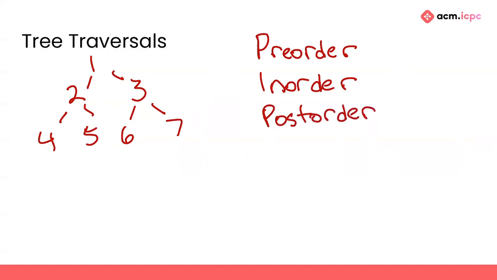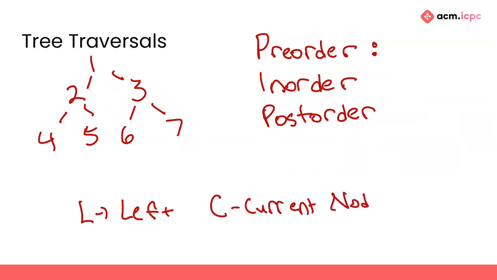And I don't know what fascination interviewers have with these three different types of traversals, but they always seem to come up. And so it's just important that we get a hang of what they mean. So I'm going to use L to denote the left subtree, C to denote the current node, and R to denote the right subtree. And I'm going to write a couple of things down.